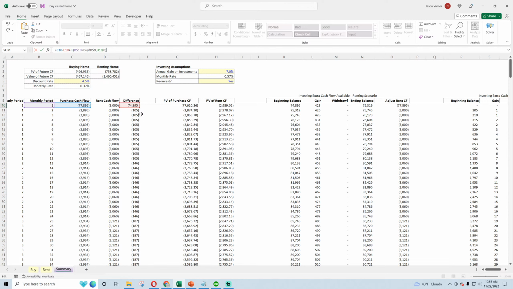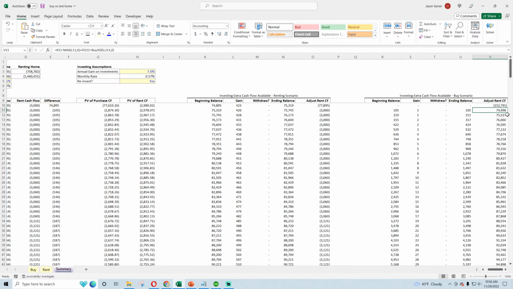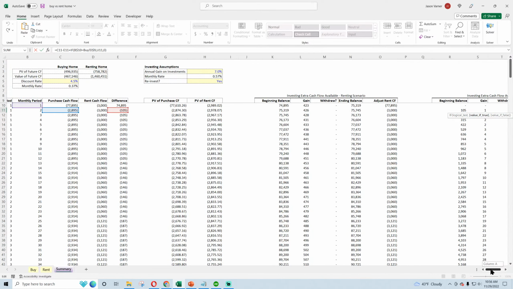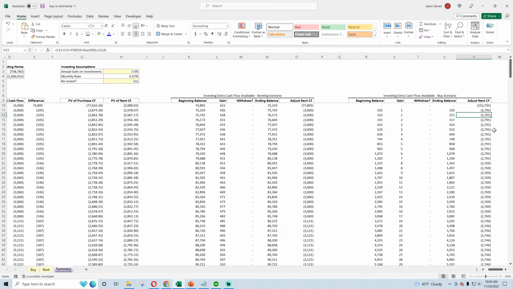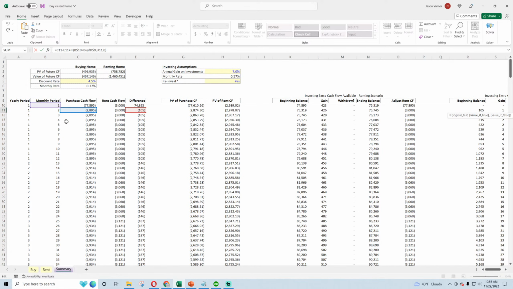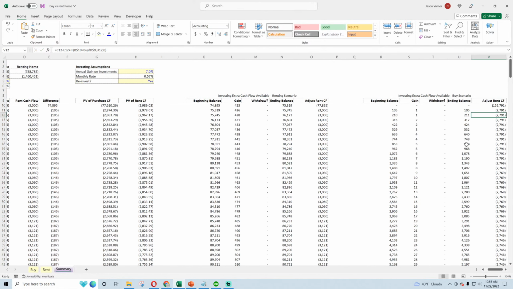Plus, if B10 equals D9, then give me the value of the investment. Okay. And then this should just basically be caught up to what the rental payment is, which is 3,000. This is 2,791, so we're out still. So let me look at this calculation. Oh, we also don't want to lock this.